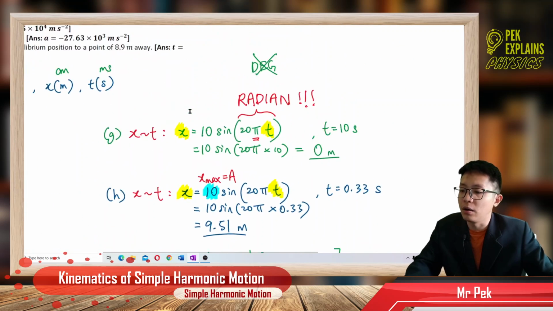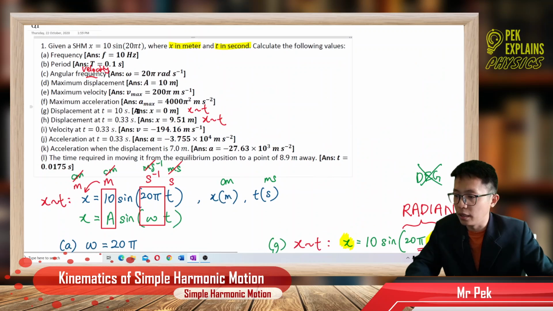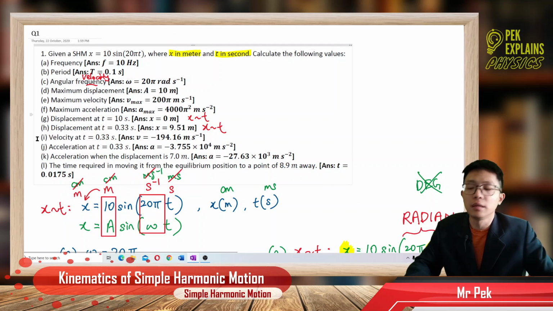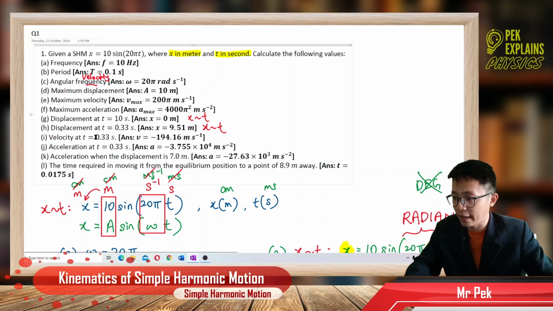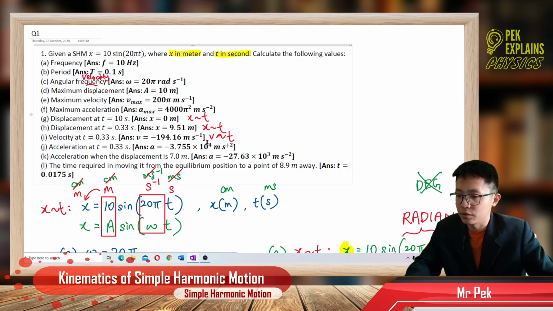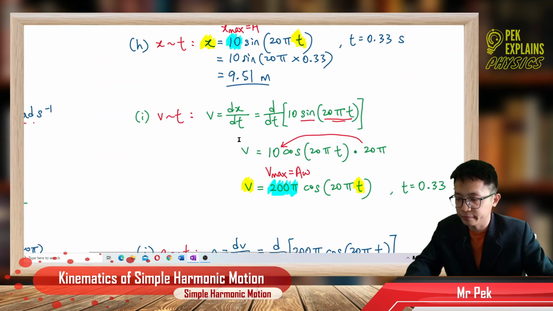Okay, now the next question. I, velocity at time 0.33. That means I want to find velocity at a given time. We need the velocity time equation. So do we have the velocity time equation? No, we only have the xt equation, the displacement time equation. We don't have the velocity time equation, so we need to derive it.